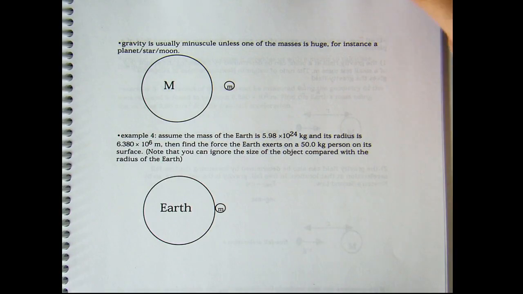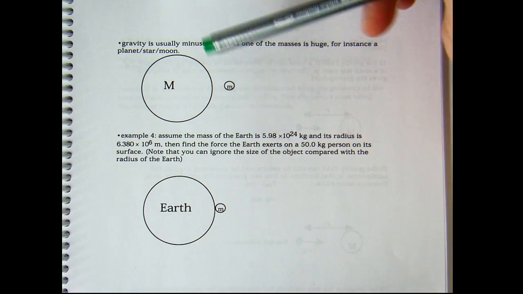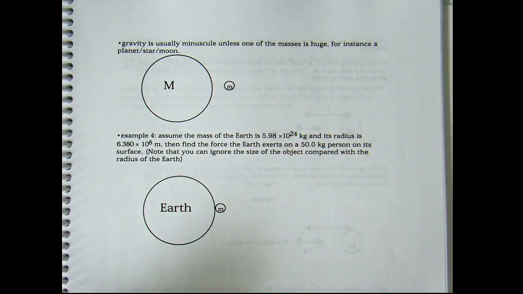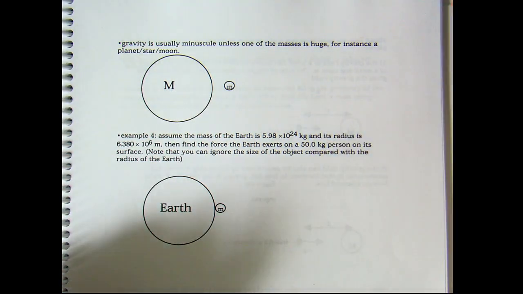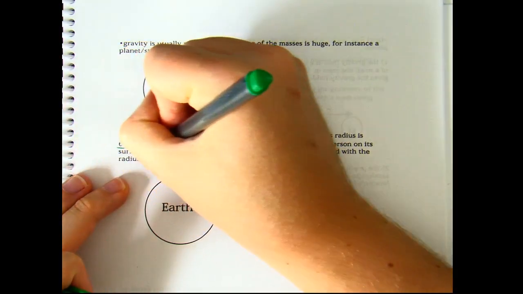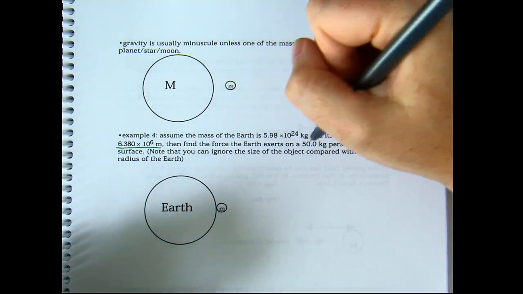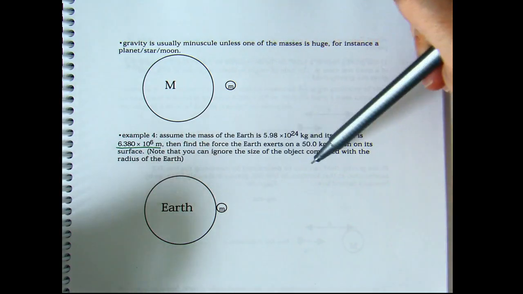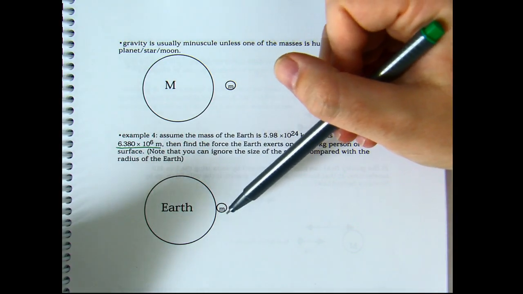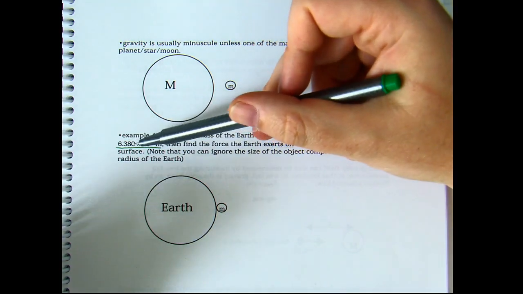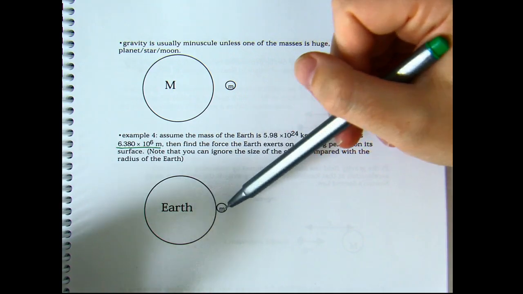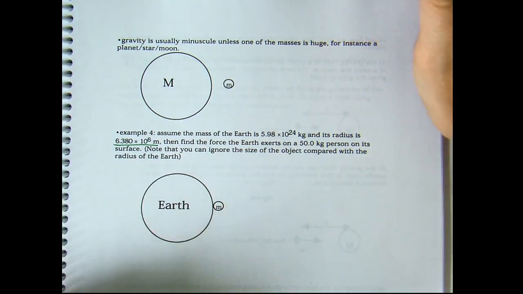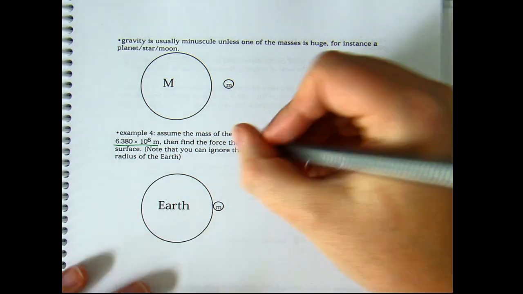So we're going to take a look here at example 4. We're going to assume that the mass of Earth is 5.98 times 10 to the 24. That's basically it. We rounded a little bit, and its radius is this. We want to find the force that Earth exerts on a 50 kilogram person on the surface. We can basically ignore the size of the object, like you on the surface, because the Earth is 6 million meters radius, and you're like 1 meter tall. So we can ignore that one extra little meter because it really doesn't add anything to our calculation.